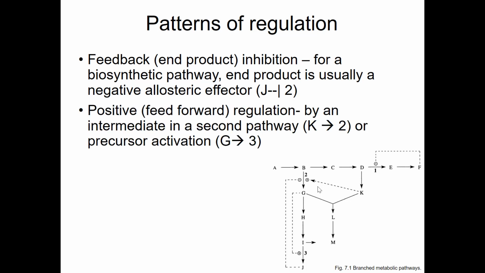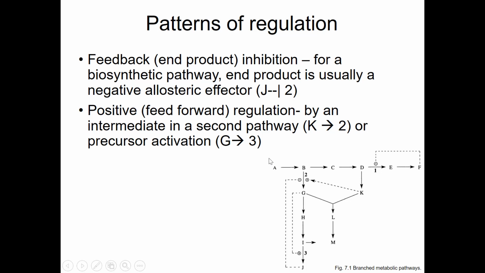Another type of example is positive or feed-forward regulation. This can happen by an intermediate in a second pathway. So you can see here, K and G combine together to make L. So what K is doing, K is activating enzyme 2, saying, hurry up, because I'm ready, so I need G to be ready too.